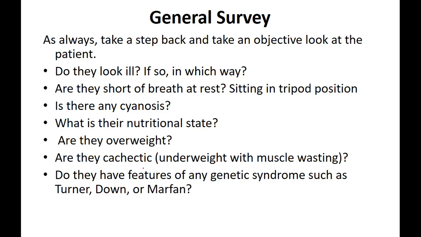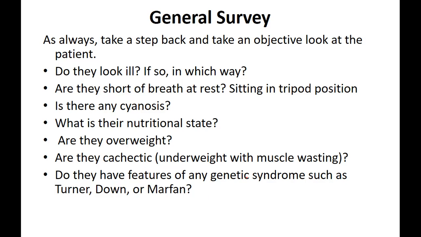Oftentimes, when patients have had long-standing cardiac problems, they tend to lose weight because maybe they've had ascites, accumulation of fluids in the abdominal cavity, which causes a feeling of abdominal fullness. So they'll just eat a bit of food and they feel full. So they'll begin to lose weight eventually.